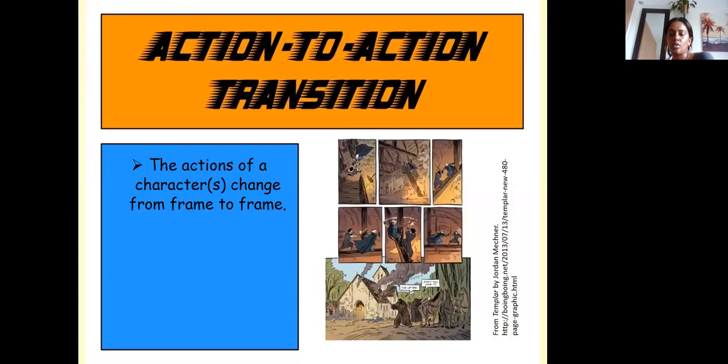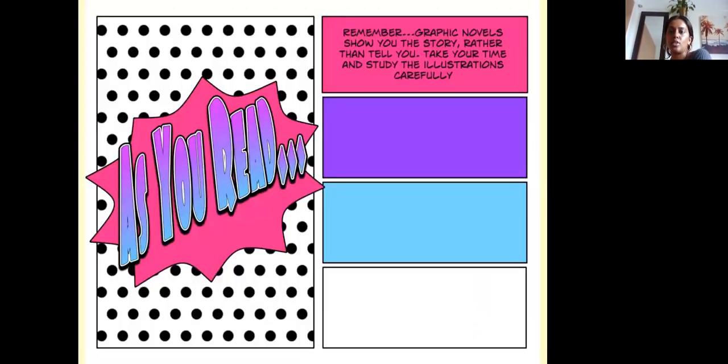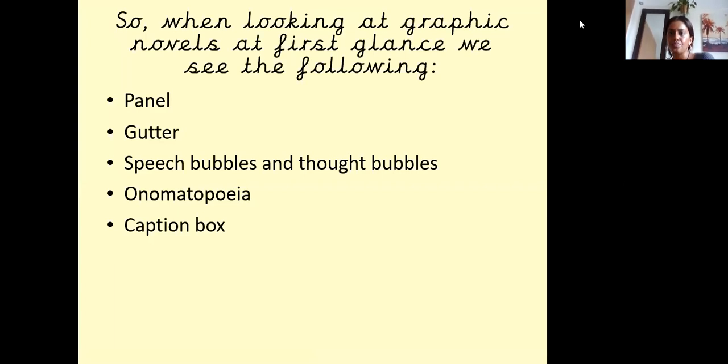Action to action transition: the actions of a character change from frame to frame. This usually takes place over a short period of time. It is often used in fight or chase scenes, which is when this will change. Remember, graphic novels show the story rather than tell you. Take your time and study the illustrations carefully. So they use pictures to show you the story. Now, when you're looking at graphic novels, at first glance, we see the following: a panel, gutter, speech bubbles and thought bubbles, onomatopoeia, and a caption box.